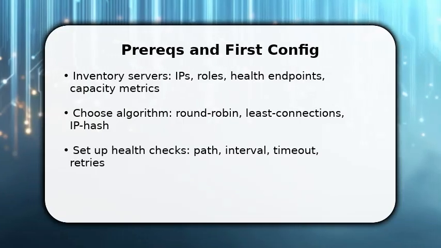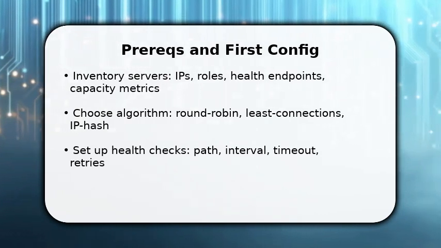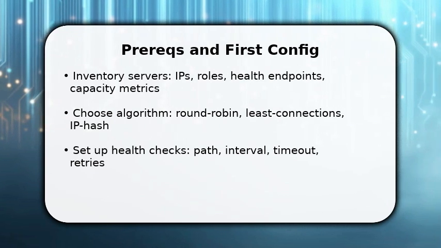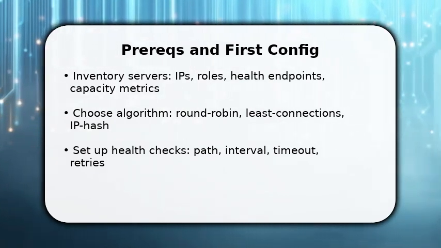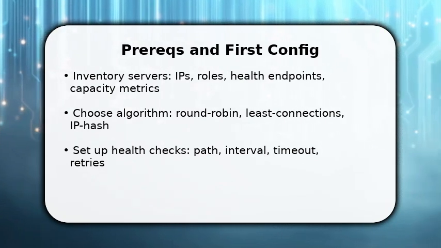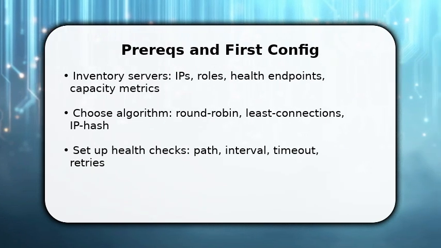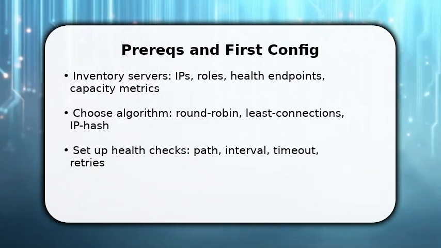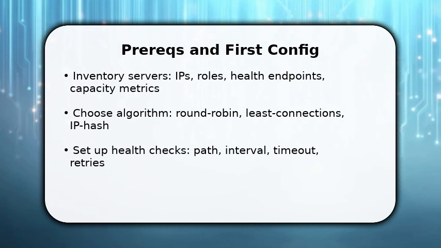You start by confirming prerequisites and taking immediate action. Verify each backend's IP, role, and capacity so you know what you'll balance. Next, pick an algorithm, round-robin for simplicity or least connections for uneven loads, because choice affects session distribution. Then create health checks with a defined path, interval, timeout, and retries so unhealthy nodes won't receive traffic.